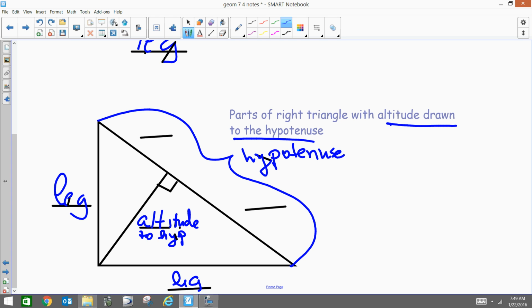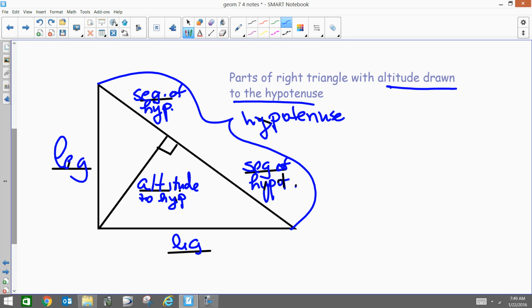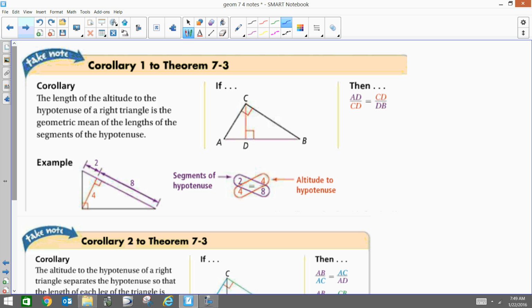Okay, this is still a leg. This is still a leg. These two parts are called segments of the hypotenuse. Okay, so clearly they're going to equal the hypotenuse, but we're going to talk about those separately. All right, so you need to know the parts. You know the parts of the right triangle when this altitude's drawn, then you can do the corollaries. Remember, a corollary is just a theorem, just something you got to remember.